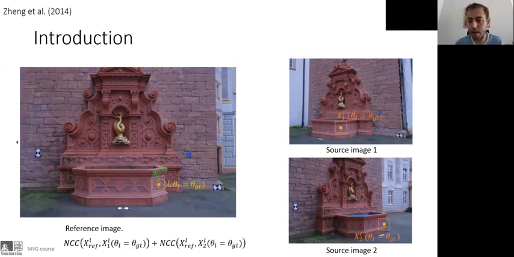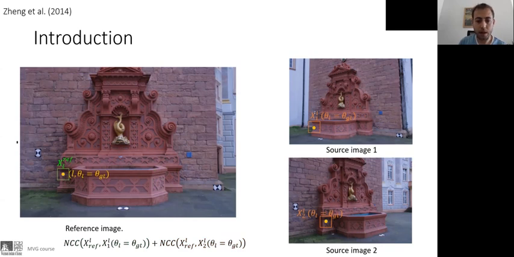But what happens in this case? Even if I use the correct depth, this reference pixel is occluded and cannot be observed in image 2, as you can see here. So if I apply this mapping, I will map it to a pixel that doesn't look like my reference pixel. Therefore, even with the correct depth, I will get low normalized cross correlation for this correspondence in source image 2, and high normalized cross correlation for the corresponding pixel from image 1.